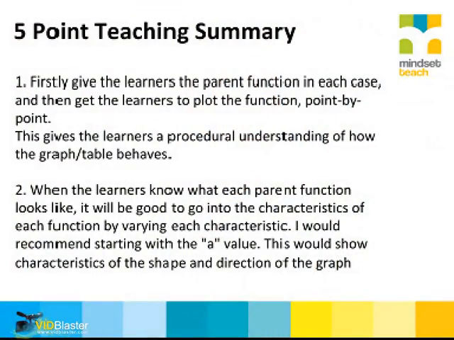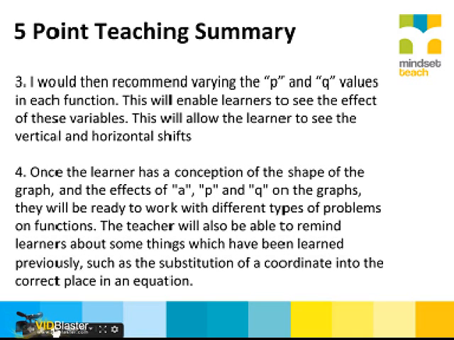The second point is that when the learners know the shape of the parent function, then introduce A, and by varying A they'll start to see what that does, positive or negative, making your graph fatter or skinnier in the case of a quadratic function. The third point then is to introduce P and Q and see what P and Q do to each function, and this will get the learners to see the effects of P and Q, that's the vertical and the horizontal shift.